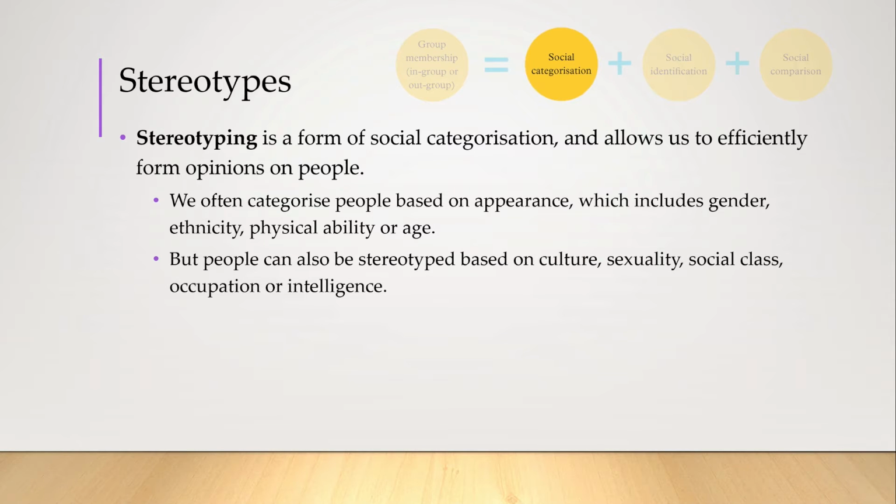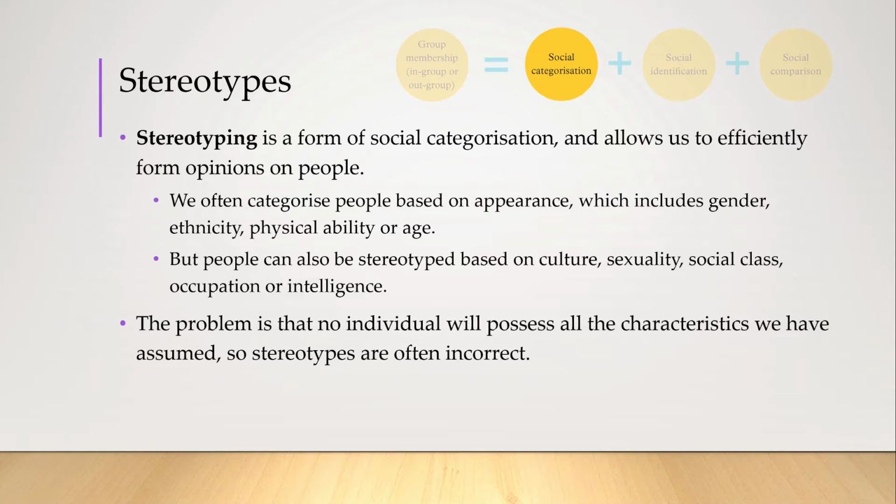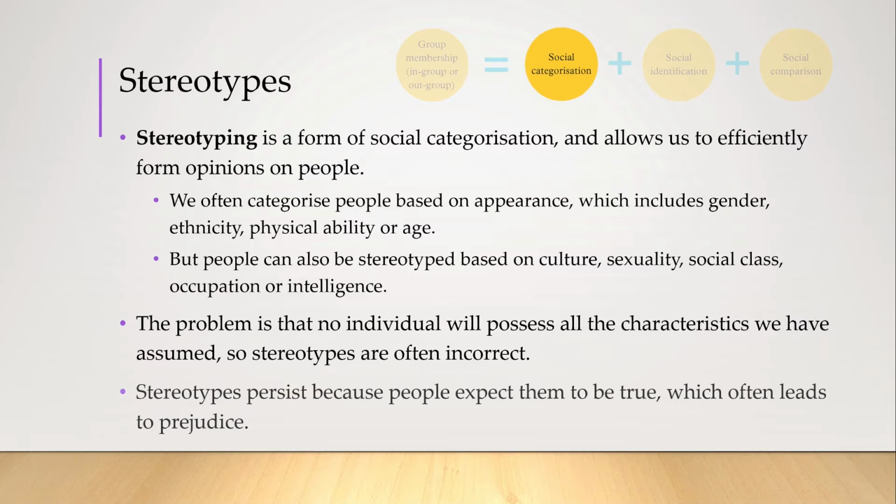Of course, the problem is that no one person possesses all the characteristics of a particular group, and so stereotypes are bound to be inaccurate. However, stereotypes are hard to get rid of because people tend to see in others what they expect to see. This, of course, inevitably leads to prejudice.